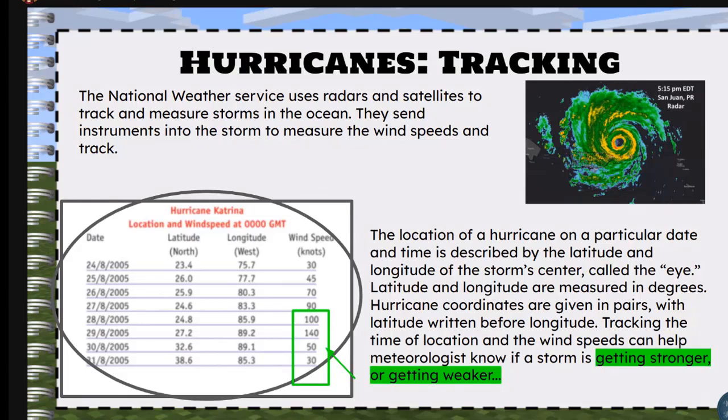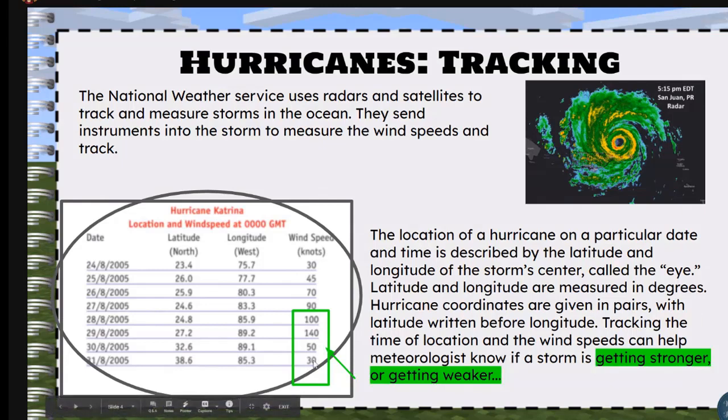So something that they can do with these instruments and the tracking is they use latitude and longitude. So we know about latitude and longitude, right? So the degrees. And they track how fast and how strong it is. So then they can tell if a hurricane is getting stronger or getting weaker, because you can see here as it's moving, now it's strengthening until it gets to this 140 point here, with the wind at 140 knots.